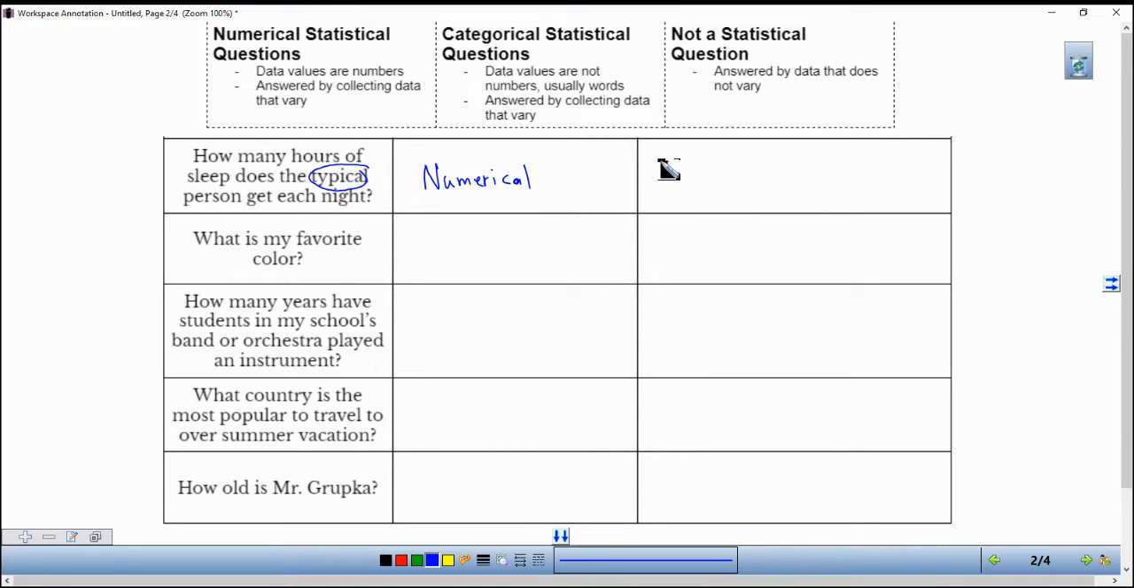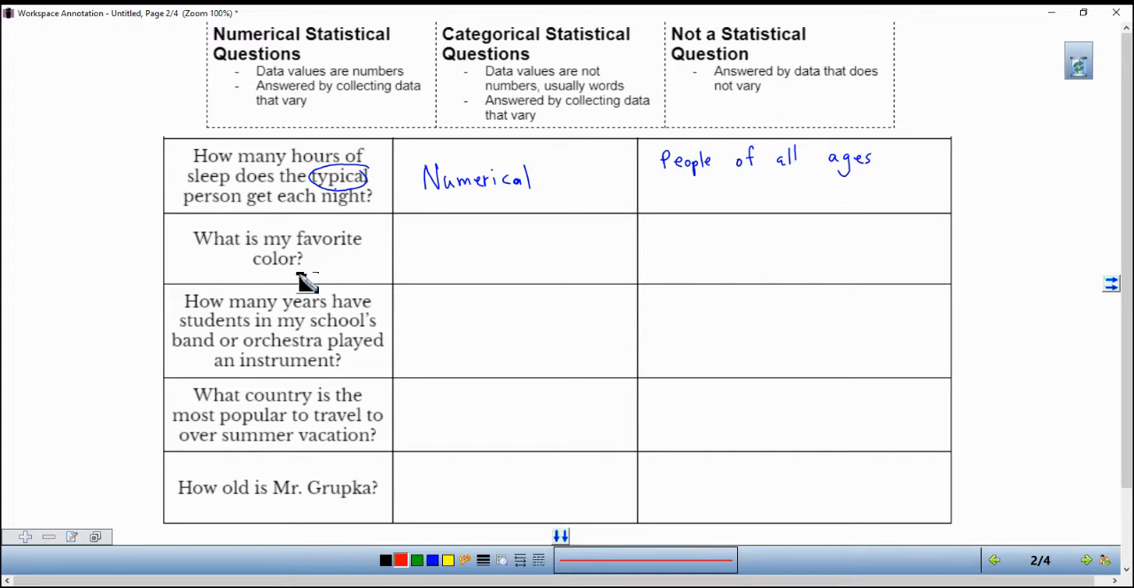So you'd ask probably people of all ages. And you'd want to make sure to ask different people of different ages just because younger people may sleep longer or shorter than older people might. So it would be good to get a variety of ages there.